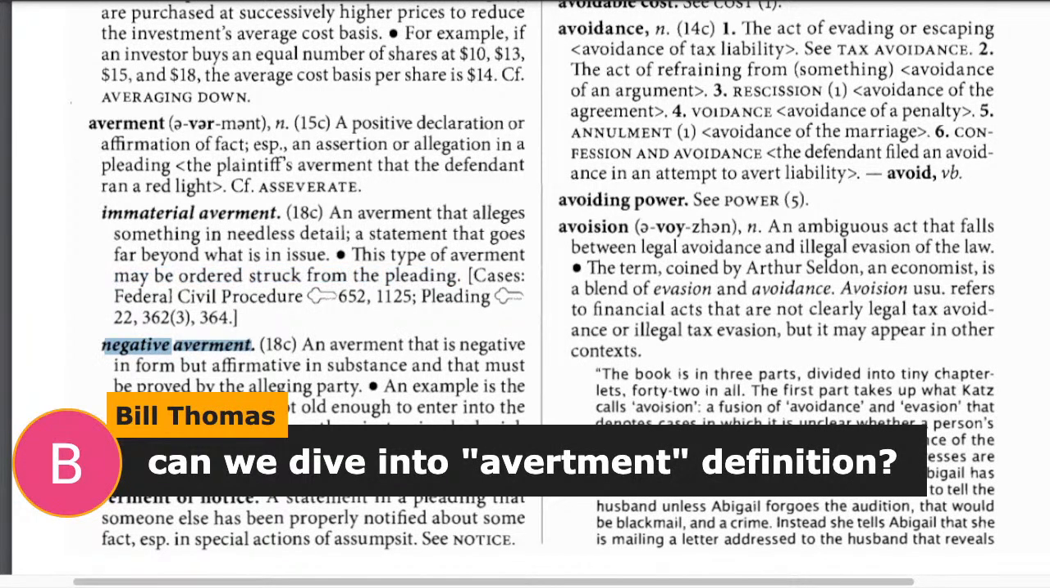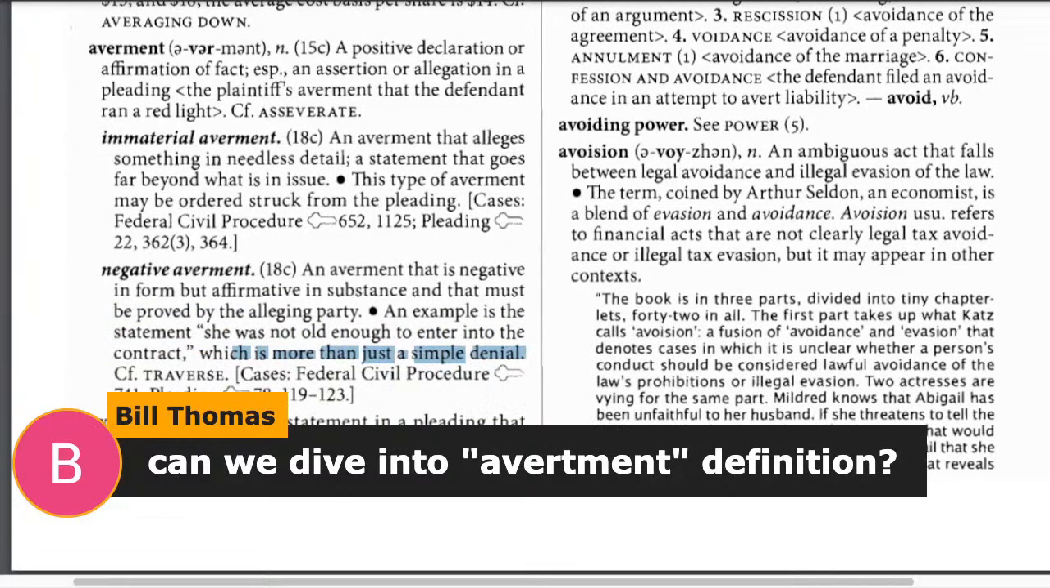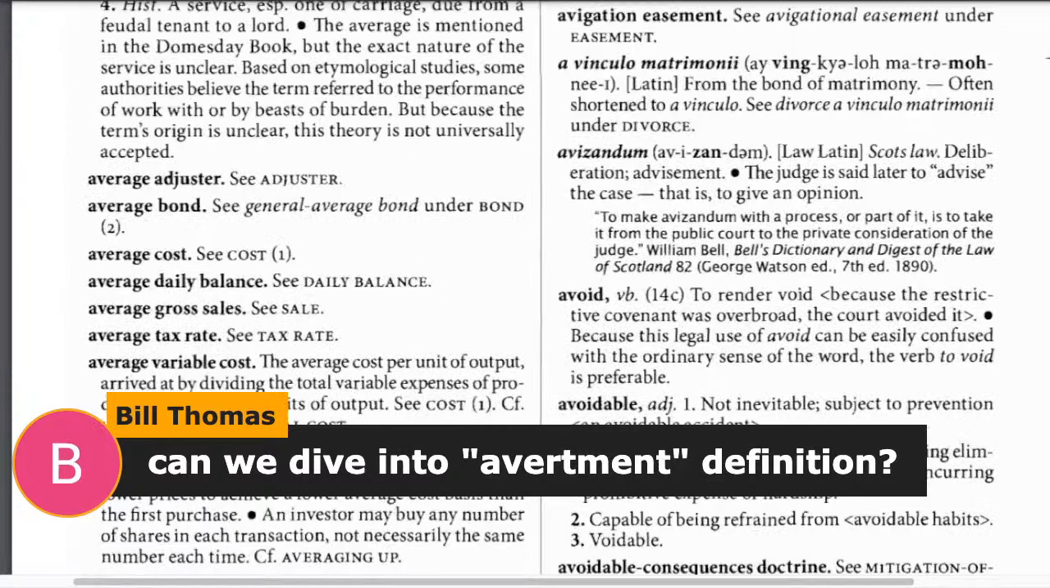Then there's the negative averment from the 18th century: an averment that is negative in form but affirmative in substance, and that must be proved by the alleging party. An example is the statement, "She was not old enough to enter into the contract," which is more than just a simple denial. Then we have averment of notice: a statement in a pleading that someone else has been properly notified about some fact, especially in special actions of assumpsit. See notice.